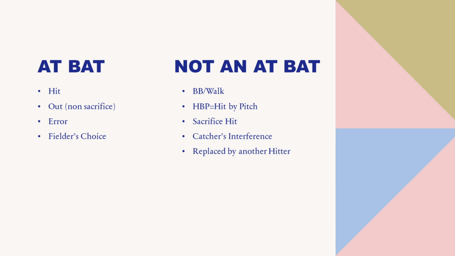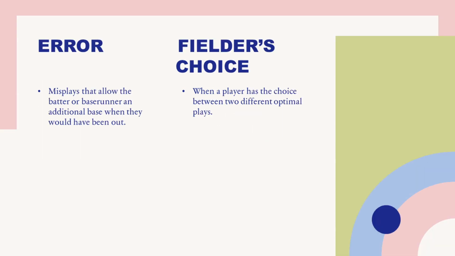A batter can also receive an at-bat when they are put out, but not off a sacrifice fly, a special play where the batter purposefully hits the ball high into the outfield so that the runner, usually on third, can score.